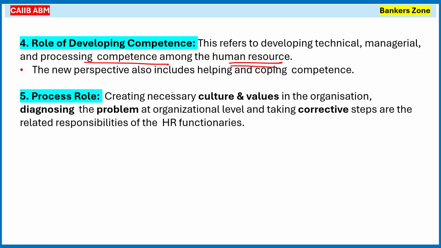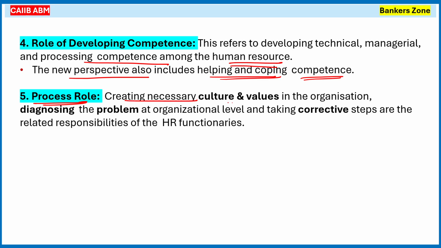So whatever employees we have, we should train them in such a way that they are competent enough to do the work. So the new perspective also includes helping and coping with the competence. Helping and coping with the competence means what? Our employees should be the best. We should help them and prepare them in such a way that they are able to cope with any circumstances in the market. Next, the process role.